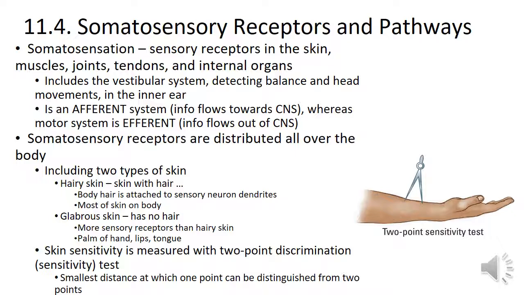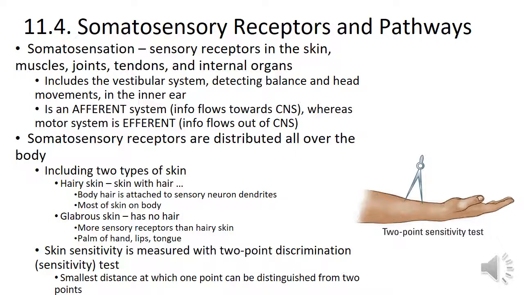That's hairy skin, which is just as it sounds, skin that has hair on it, or that has hair on some people. People have different amounts of hair on their body. So hairy skin is any skin that body hair can be attached to, that has hair follicles, and this is most of the skin on our body. And then there's glabrous skin, which has no hair. There are more sensory receptors on glabrous skin as compared to hairy skin. There are no hair follicles on glabrous skin.